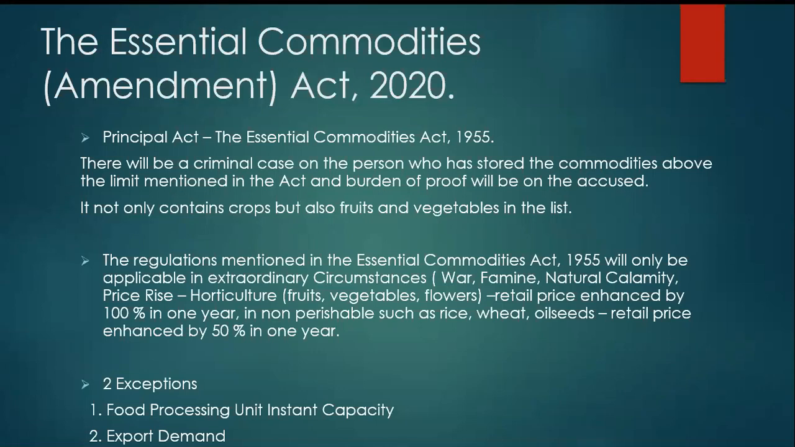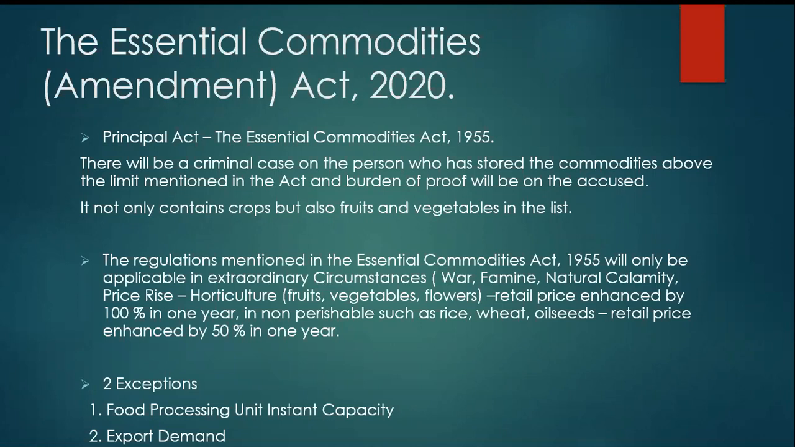has stored the commodities above the limit mentioned in the act, and the burden of proof will be on the accused. So simplifying it, some crops will be mentioned in the Essential Commodities Act 1955, and the mentioned crops and fruits have a prescribed limit in front of them, and no person can store that particular crop, fruit or vegetable more than that prescribed limit. And if any person does, then there will be a criminal case on that person who has stored the commodities, and also the burden of proof will be on the accused.